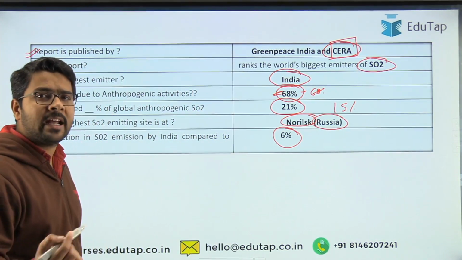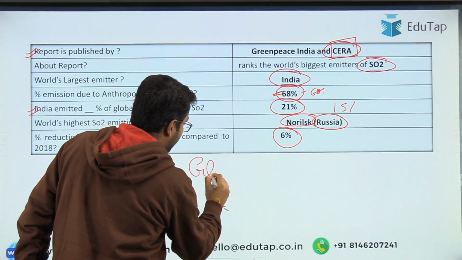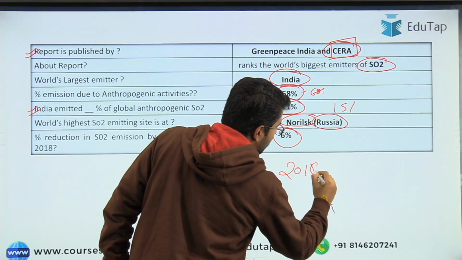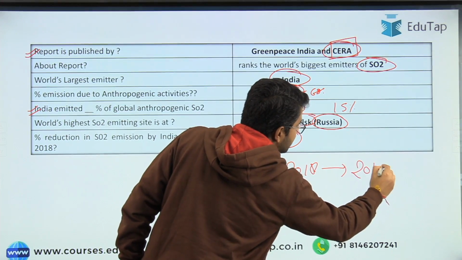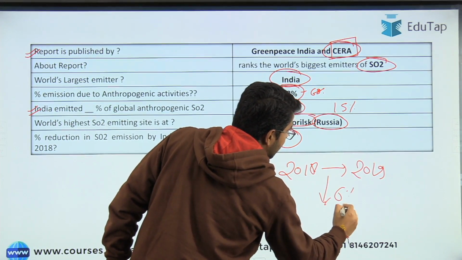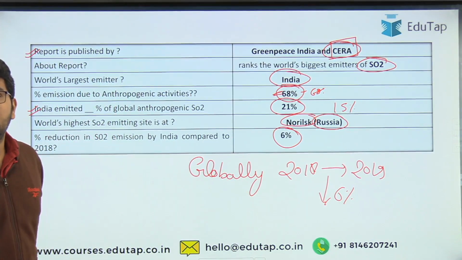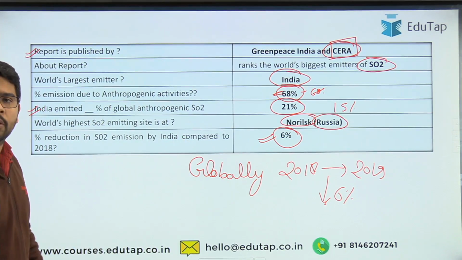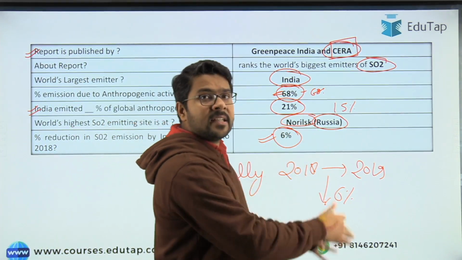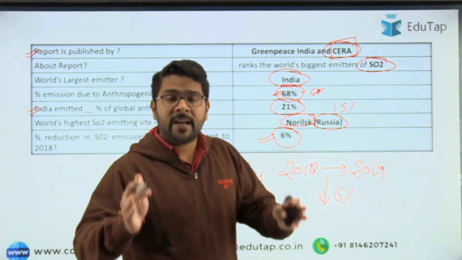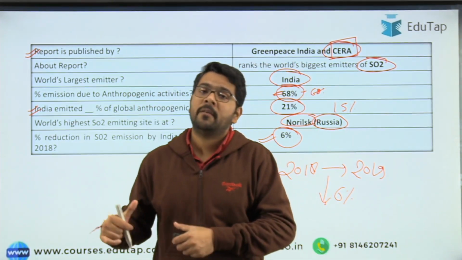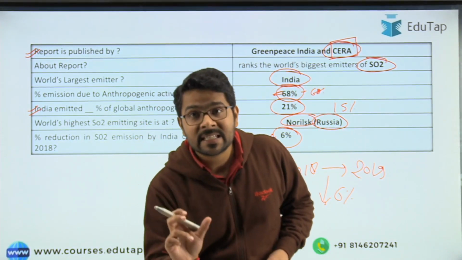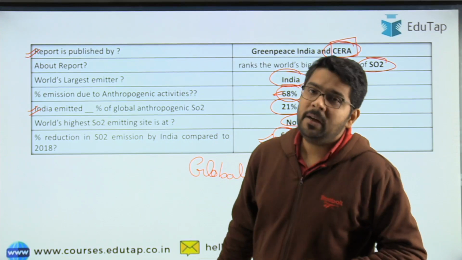Even globally, guys, if you analyze the data from 2000 to 2019, the world has seen a decline of 6% in SO2 emission. So 6% is for India as well as globally. So guys, these are the important questions that can be framed from this report, and I already mentioned why this report is important from our exam point of view, because this report forms an important part of our syllabus, which is environmental issues and sustainable development.